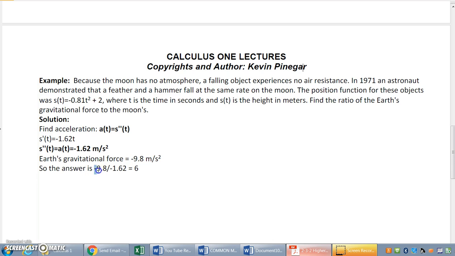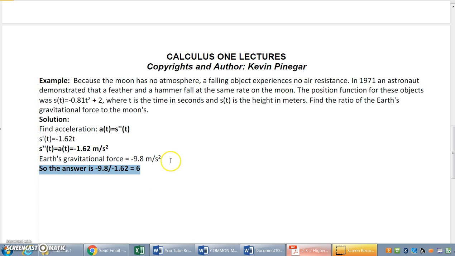So to get the answer, the ratio, just take negative 9.8 divided by negative 1.62, and you'll get that the ratio is 6. So you can see that that number is 6, and you've probably heard that number before, about gravity being 6 times stronger on Earth than it is on the moon. So there you have it.